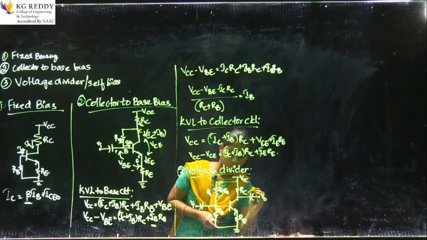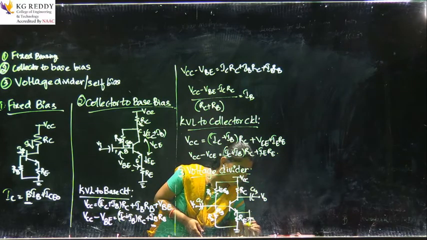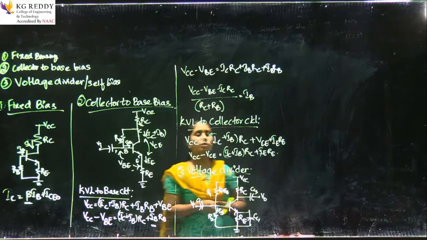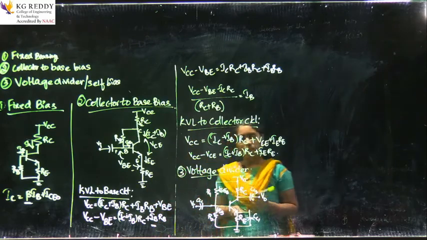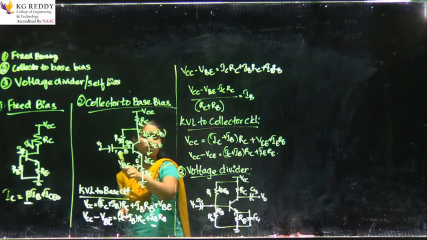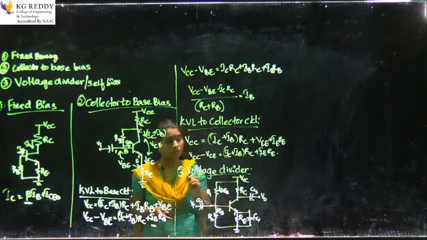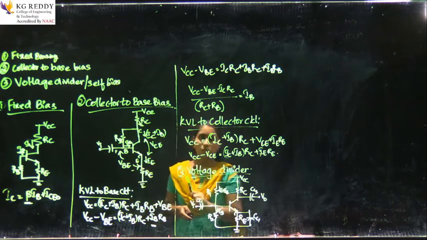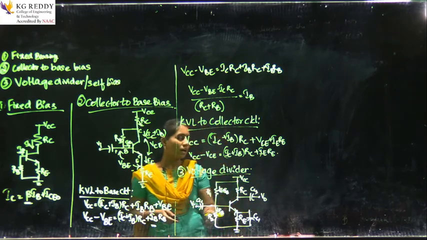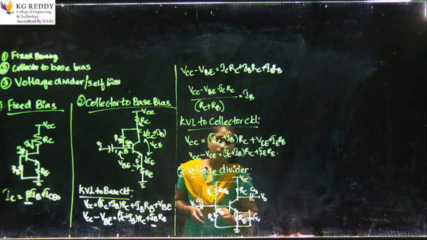CC3, CC1, and here again one more coupling capacitor can be used, CC1. Now, this is about your voltage divider circuit. In this case, we are using one more resistor. Instead of using only one RB resistor, here we are using two resistors R1 and R2, which act as a potential divider network. And similarly, as in the collector to base bias method, RC and RE resistors have been used.